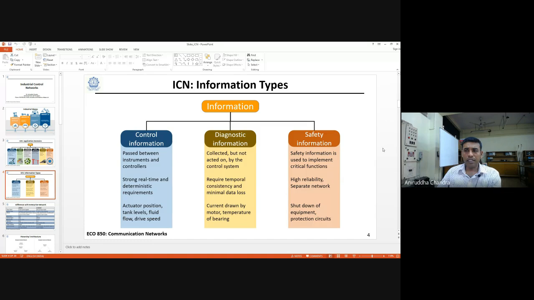And then there is diagnostic information that you probably get from a sensor. And then there is some safety information, which is something like alarm or critical. To give you an example, if you are working in a coal mine, then there is obviously a cutter which is working in the mine.